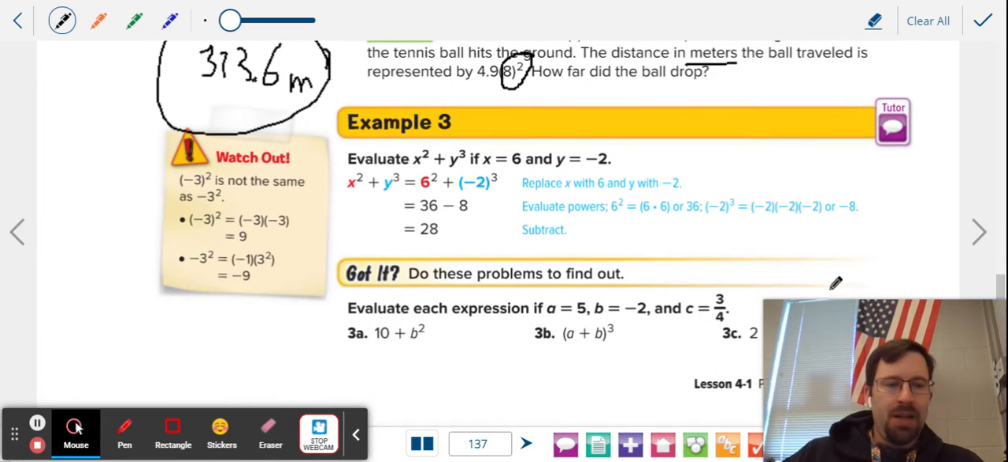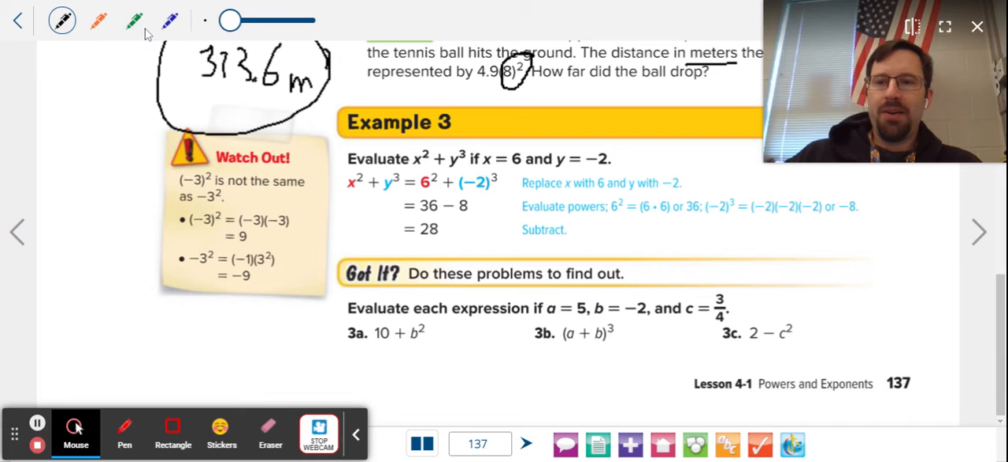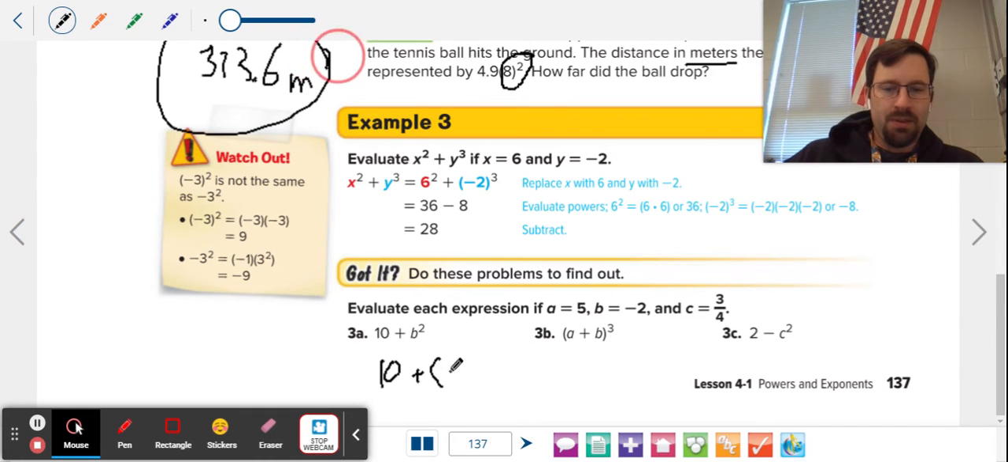Now, apply this to when we have variables. Okay, so we have to do a little substitution first. 10 plus b squared, what's b? It's negative 2. Notice I'm going to put the negative 2 in parentheses to make sure I square the negative. Negative 2 squared is 4. If I didn't put that in the parentheses, I would get negative 4. I'd get 2 squared, which is 4, and then make it negative. 10 plus 4 is 14.